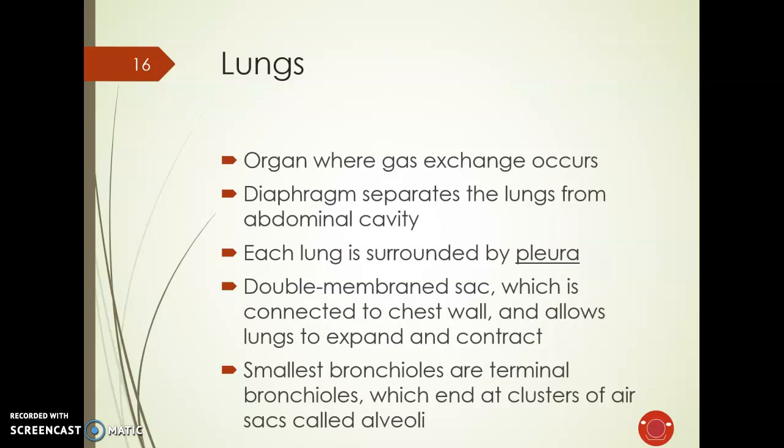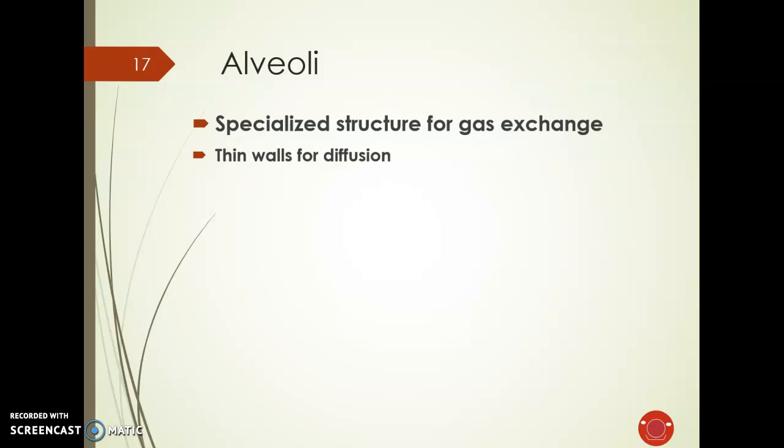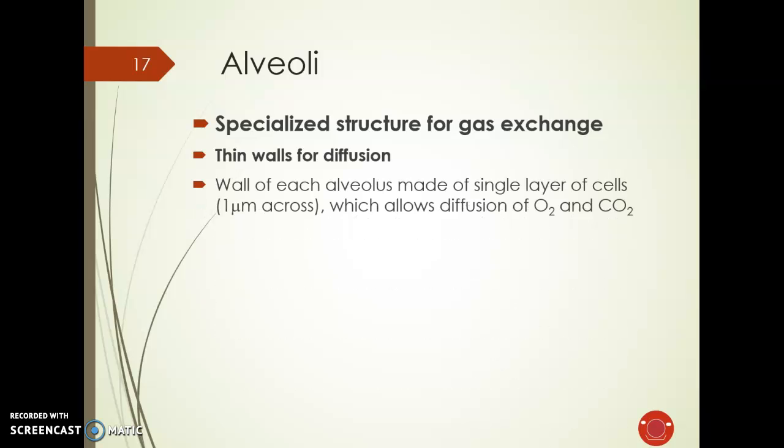So the smallest bronchioles are terminal bronchioles, which end at clusters of air sacs called alveoli. And alveoli are where the magic happens when it comes to the respiratory system. These are specialized structures for gas exchange. So if we want gas exchange, we're going to want diffusion to happen. And what do we need for diffusion? Well, thin walls are a really good start. The wall of each alveolus, which is singular, alveoli plural, is made of a single layer of cells, 1 micrometer across, and this allows the diffusion of oxygen and carbon dioxide.